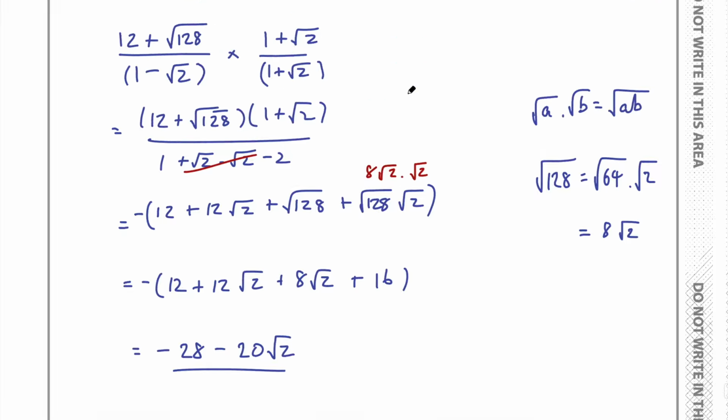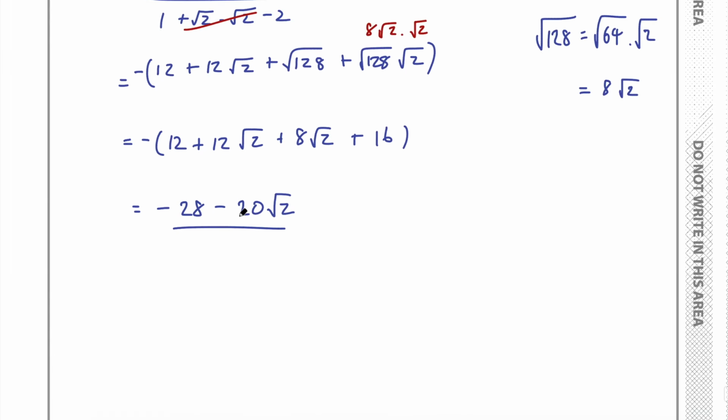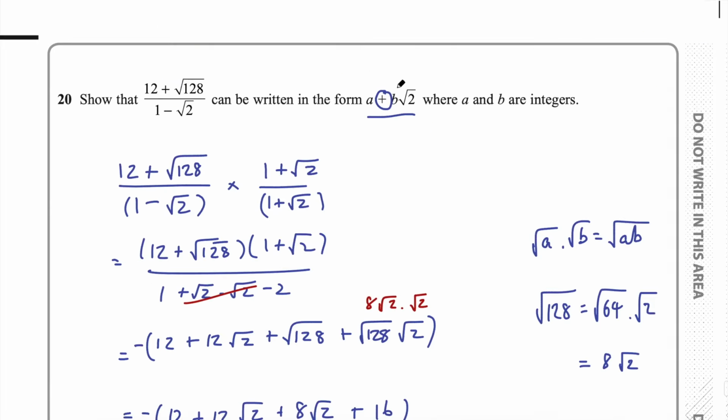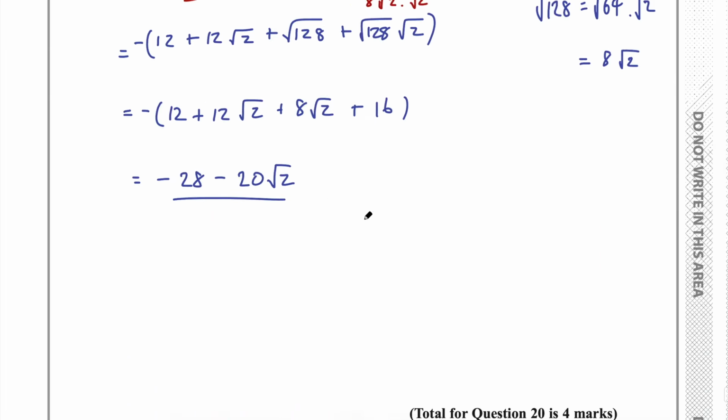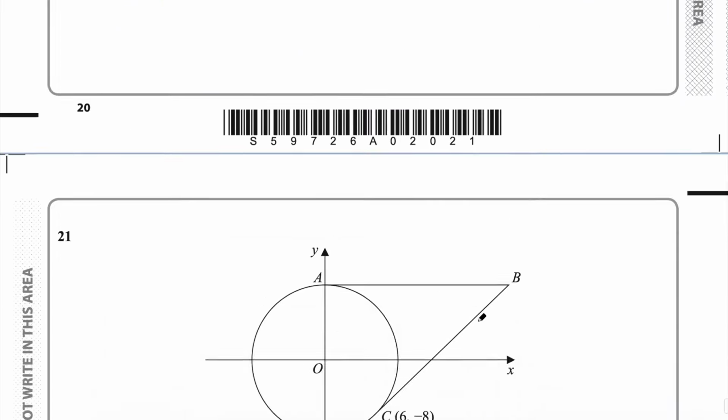It doesn't have to be positive. Even though they have a positive here, it doesn't mean the expression has to have a positive. It just means that b is going to be a negative number. So we've got it in the form that they wanted us to put it in, and we can say that a equals minus 28 and b equals minus 20. Okay, and that was question 20 for 4 marks.